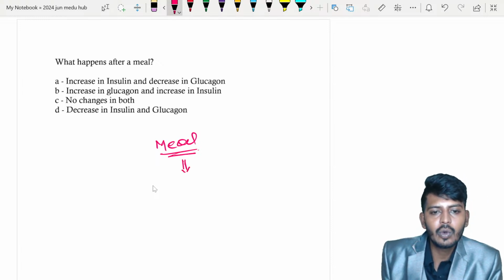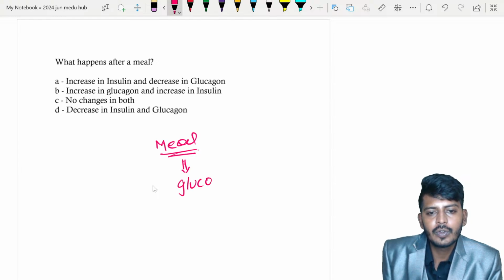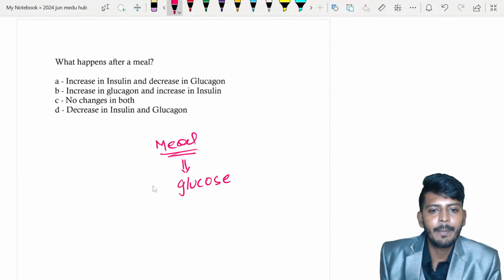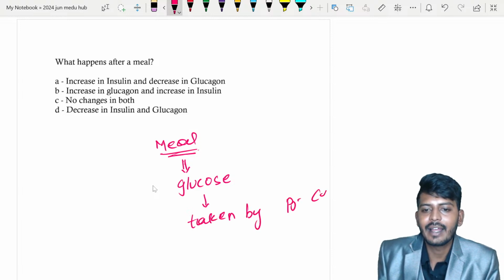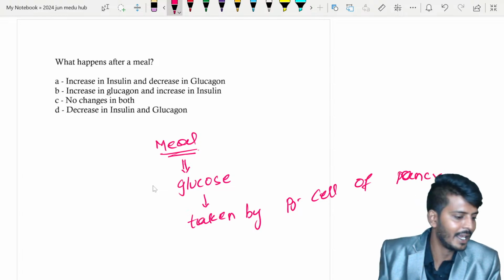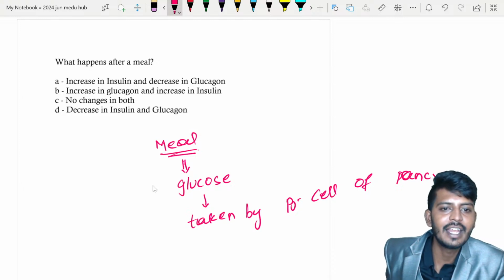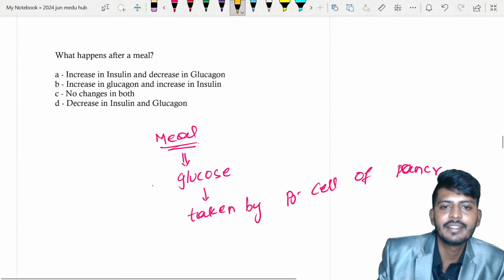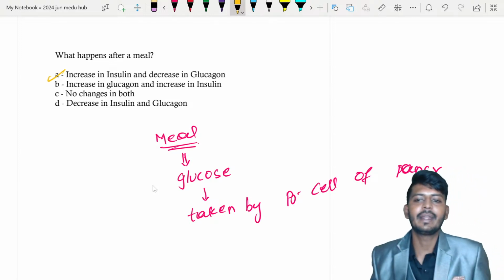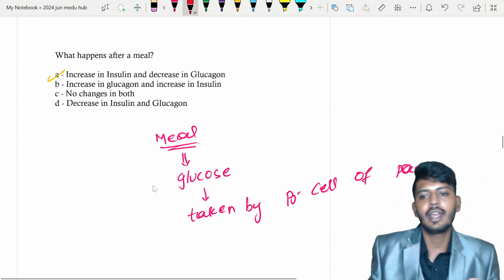Meal से you'll get the glucose. Now glucose will be taken by beta cell of the pancreas. चलो आंसर देखते हैं. All of you are telling insulin increase होता है, ग्लूकोगन कम होता है. That is a correct answer. Answer is ये. बट कैसा होता है ये भी देखो, ये बहुत बच्चों को कंफ्यूज करता है.